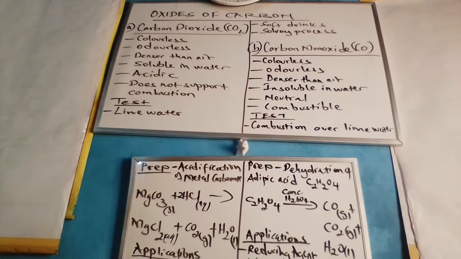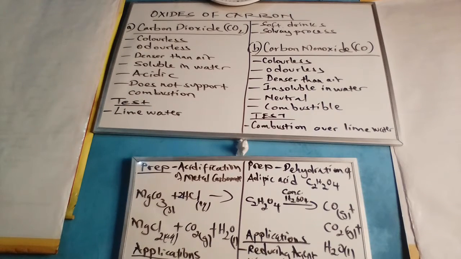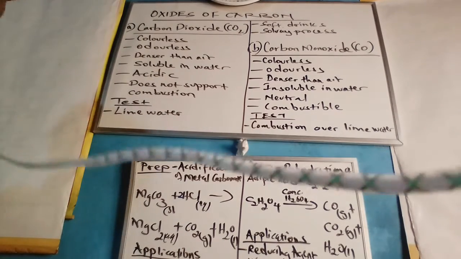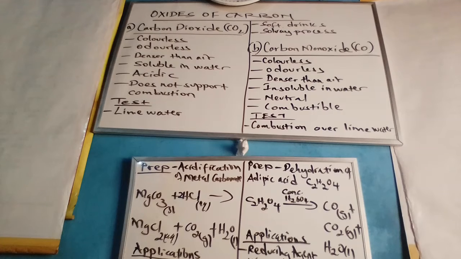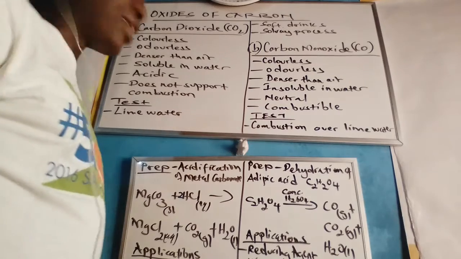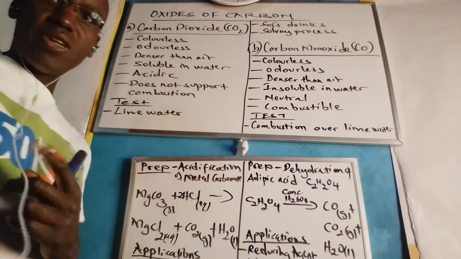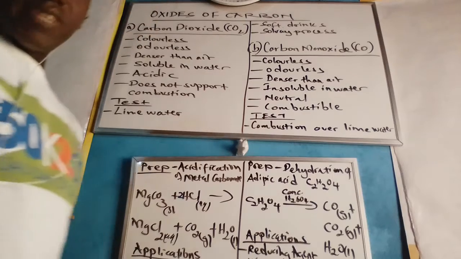Now, what is carbon dioxide? Carbon dioxide is a colorless gas. It has no distinct color. It is odorless. It has no specific smell. It is denser than air, which means it can be collected by the method of downward delivery. Number 4, it is soluble in water, and when it dissolves in water, it forms the weak carbonic acid. It does not support combustion, so when a flame is brought into its contact, it extinguishes it.